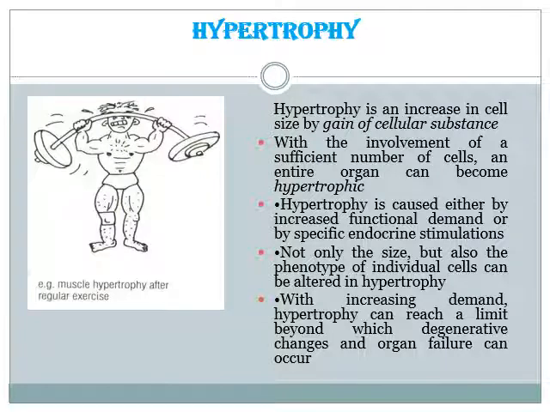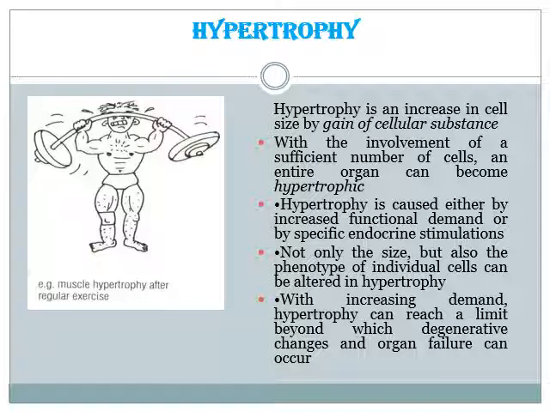Next is hypertrophy. It is an increase in cell size by gain of cellular substance. So, muscle hypertrophy is an example of hypertrophy. With the involvement of a sufficient number of cells, an entire organ can become hypertrophic. The term hyper is related to excess of something. So, hypertrophy is caused either by increased functional demand or by specific endocrine stimulation.